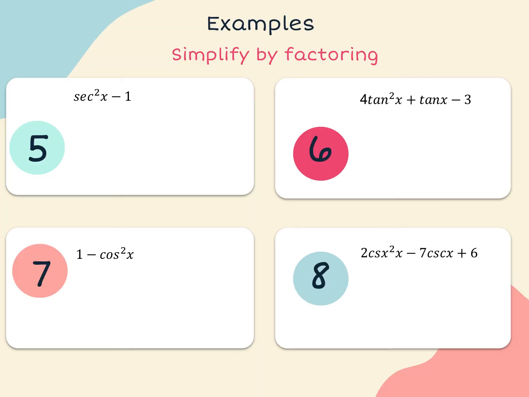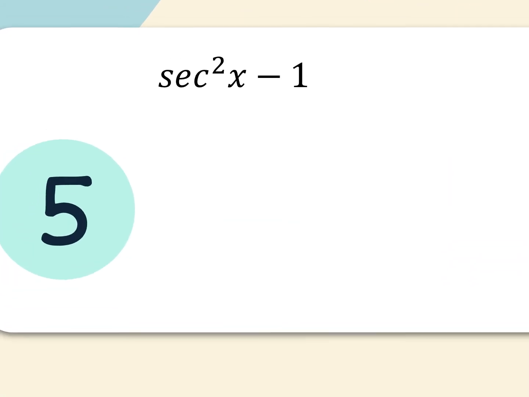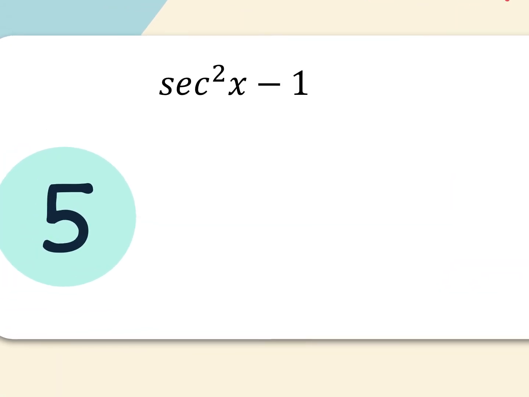Okay, this time it actually gives you a little bit of a hint, and it says simplify by factoring. So I'm going to look at 5 first. If that didn't say factor, I would actually go to my Pythagorean identities, and I would see which one has a secant squared and a minus 1. But because it said to factor, we're going to factor this.